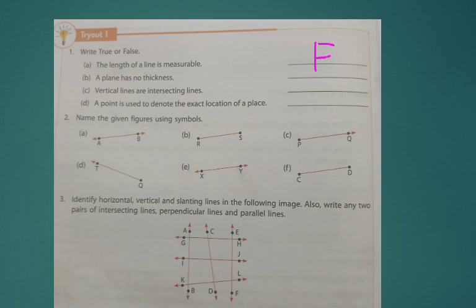Next, a plane has no thickness. So this is a plane. There is no thickness, isn't it? Therefore, it is true. Next, every vertical line is an intersecting line? No, never. Therefore, it is a false statement. These are all vertical lines. They never intersect each other, right?